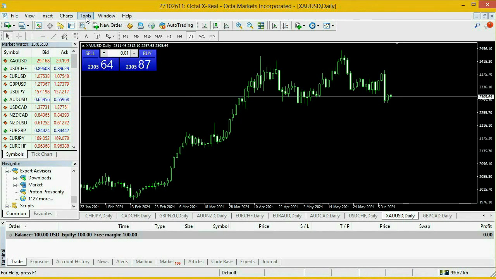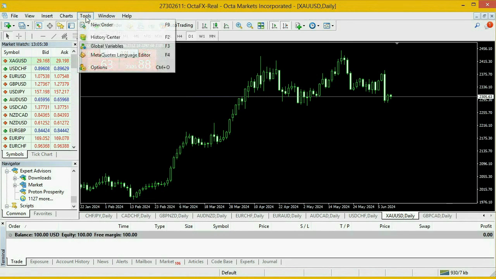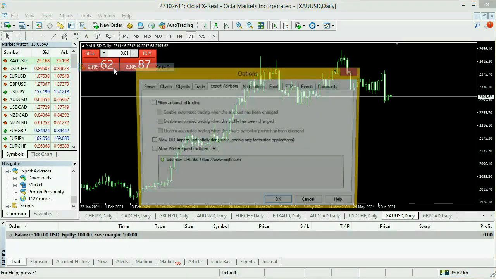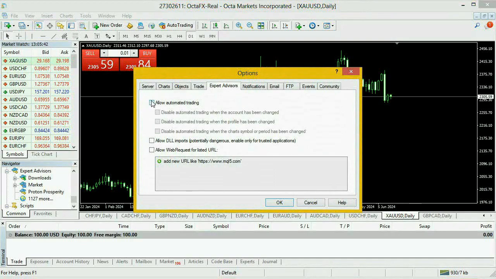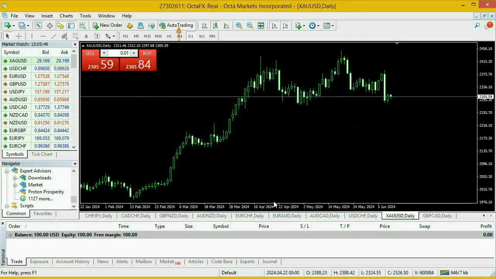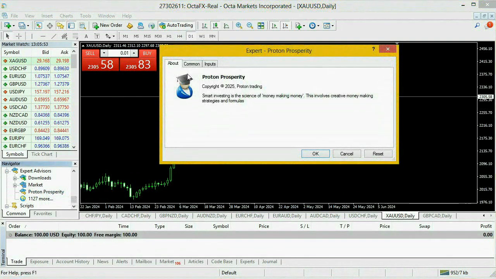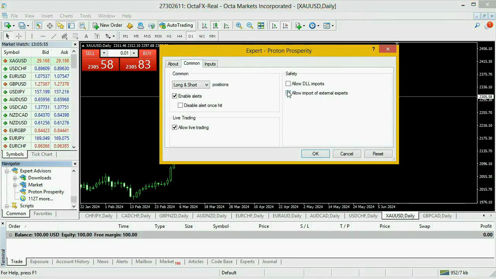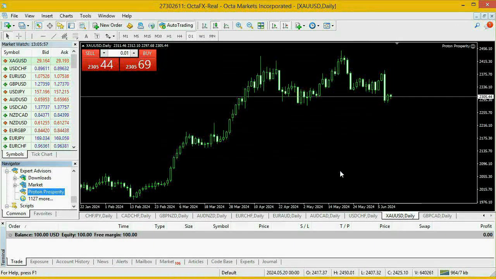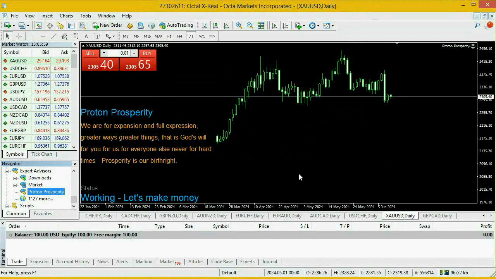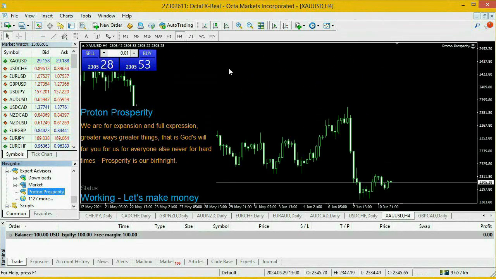Once all conditions have been met, we need to turn auto trading on. On this dialog box, allow automated trading must be check marked. You can also do this by clicking the auto trading button. And now we load the expert. You can deactivate external experts. All time frames are different, so we need to look for a trigger.